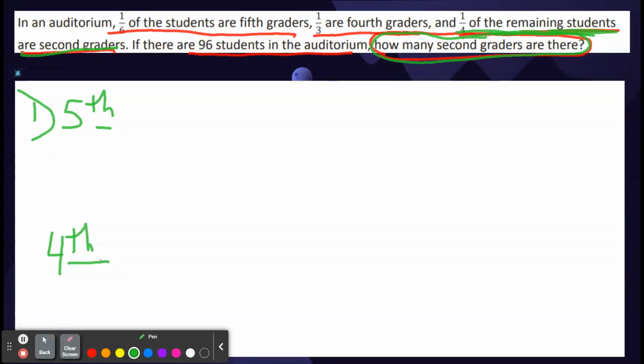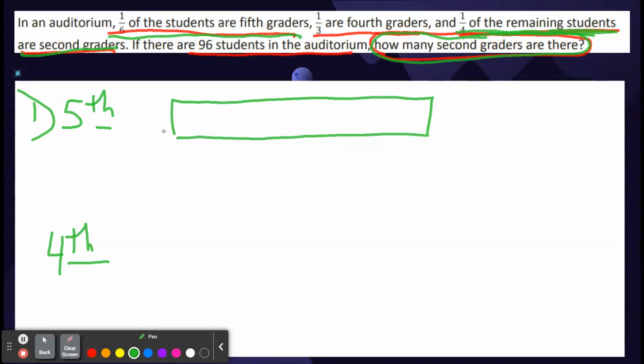Let's start with our fifth graders. So our first line says 1/6 of the students are fifth graders. So I'm going to draw a strip diagram over here. And 1/6 of the students are fifth graders, so I'm going to take this whole and divide it into 6 equal pieces. This is showing me that 1/6 is going to be fifth graders.